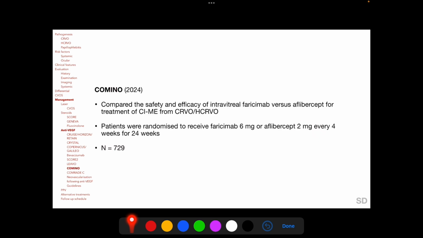The COMINO trial compared the safety and efficacy of intravitreal faricimab versus aflibercept for treatment of center-involved macular edema from CRVO and HCRVO. 729 patients with CRVO were randomized to receive either faricimab 6 mg or aflibercept 2 mg every 4 weeks for 24 weeks.